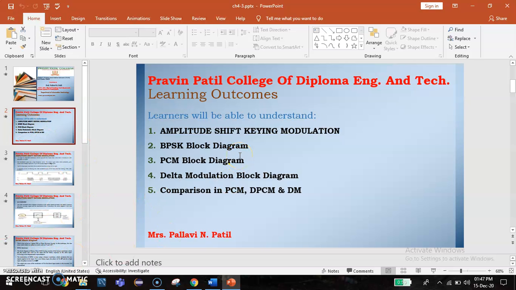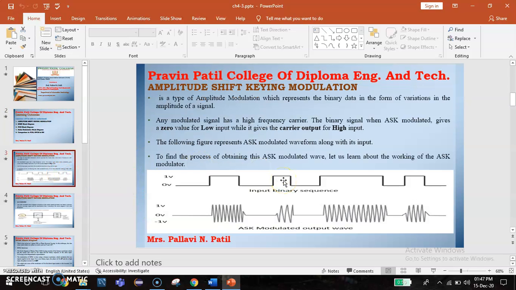The learner will be able to understand amplitude shift key modulation, BPSK block diagram, PCM block diagram, delta modulation block diagram, and comparison of PCM, DPCM and DM. Let's see the first one, amplitude shift key, that is the ASK modulation technique.